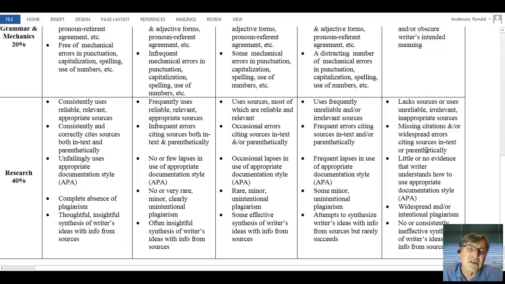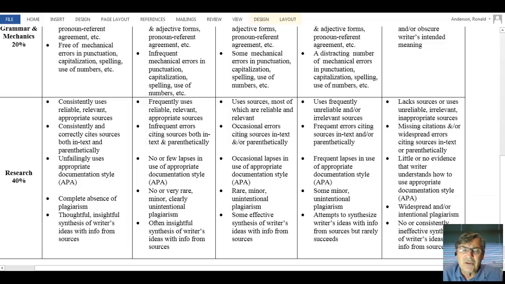If the in-text citations are missing, lose 12 points. Little or no evidence that the writer understands how to use appropriate documentation style, APA, you'll lose 12 points for this assignment. Widespread and or intentional plagiarism, if I find that, you will lose 12 points for this section, because the lack of any of these will mean that the research will get no points.